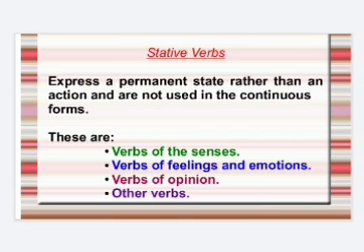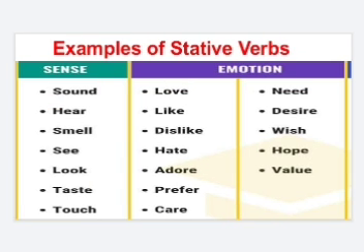So let's see the next verb, stative verbs. A stative verb expresses a permanent state rather than an action and is not used in continuous forms. Stative verbs are used to express a state rather than an action. They relate to thoughts, emotions, relationships, state of being, senses and measurements. These are the verbs we can use in the stative form. So let's see examples of stative verbs.